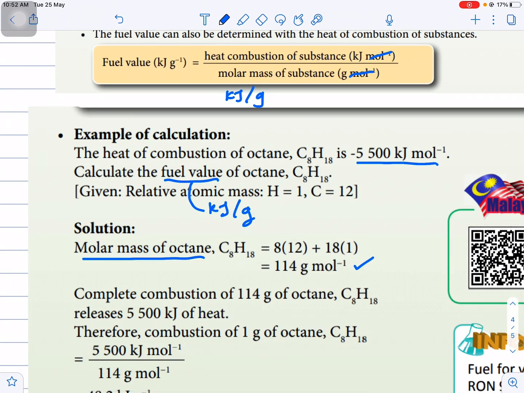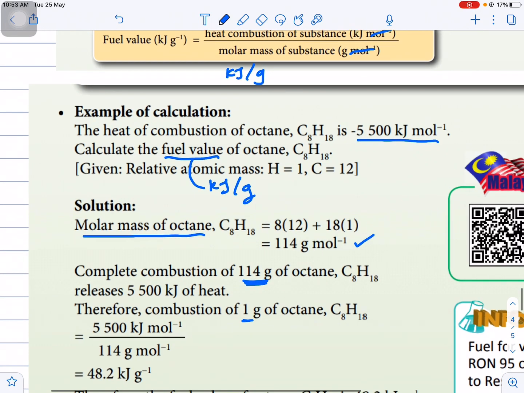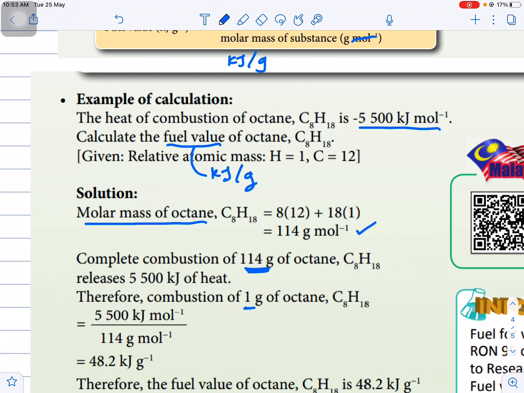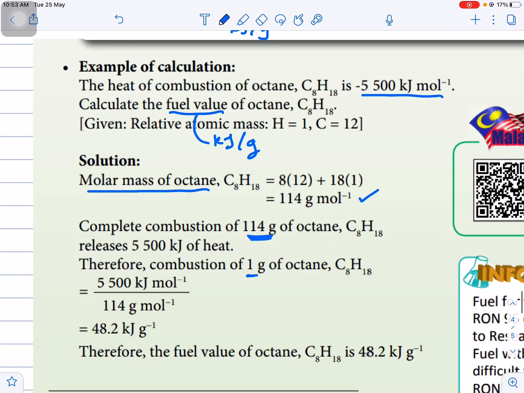Okay, so 114 gram of octane, which represents 1 mole, releases 5,500 kilojoule of heat. Therefore, for 1 gram, we divide 5,500 by 114, and the answer is 48.2 kilojoule per gram. There will be no negative sign. Therefore, the fuel value is 48.2 kilojoule per gram.